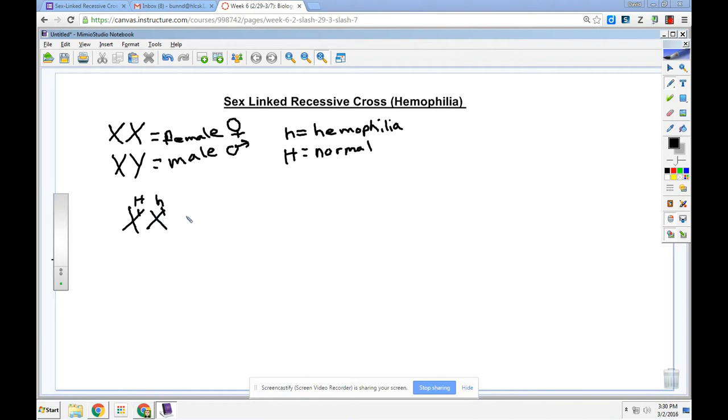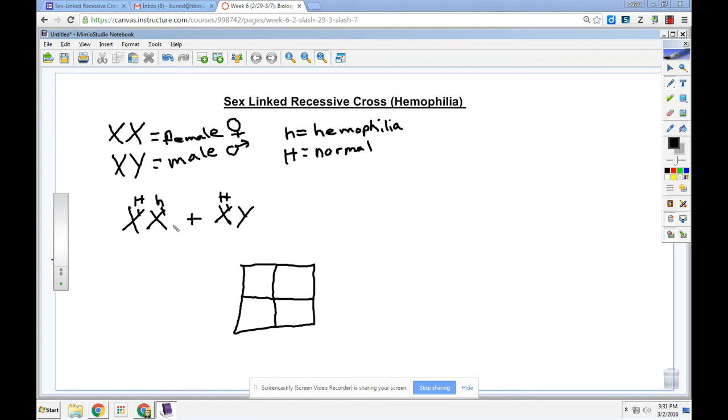So if we were to create a hypothetical situation where this woman who was a carrier for the disease was mated with a male who is normal, then here is our male, and he would have a normal blood clotting gene, so you would use a capital H there. So how would this look? Well, you can do a Punnett square just like you normally would with any other kind of trait. However, you're going to find that the results end up being a little different.